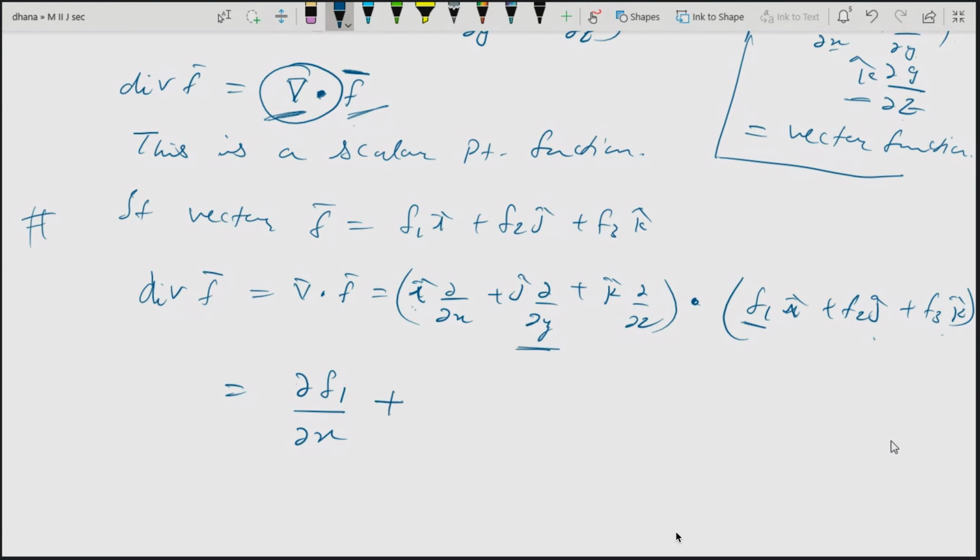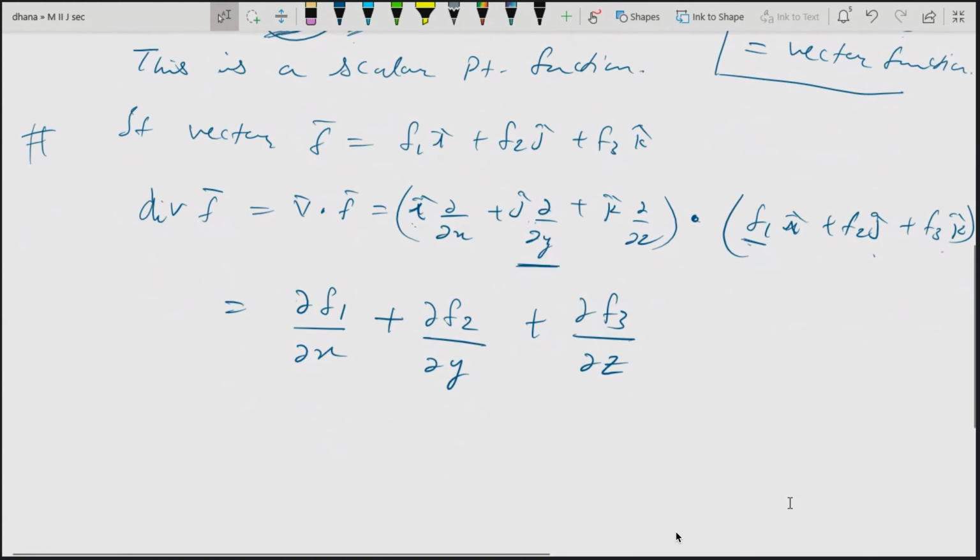Now again to come to the second term in this operator, j dot i will be 0, and with j dot j, what is the component? dou F2 by dou y. Understood now? Similarly, the third term. So now, when you differentiate these components F1, F2, F3 with respect to x, y, z, the result will be in terms of purely x, y, z, which is a scalar point function. There are no vectors here. Is it or not? Yes. Okay, so this is divergence of F bar.